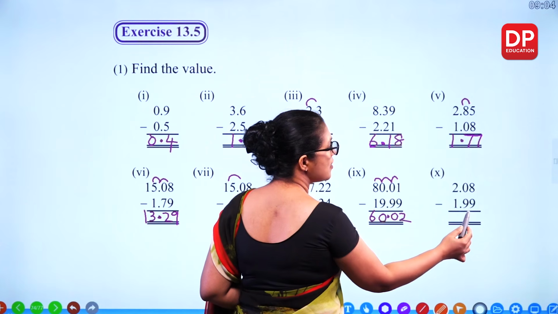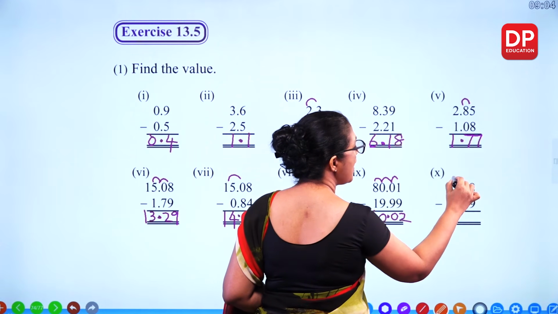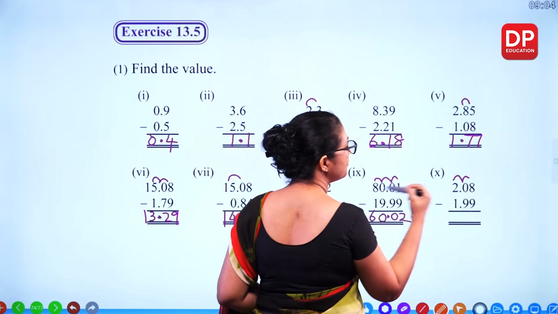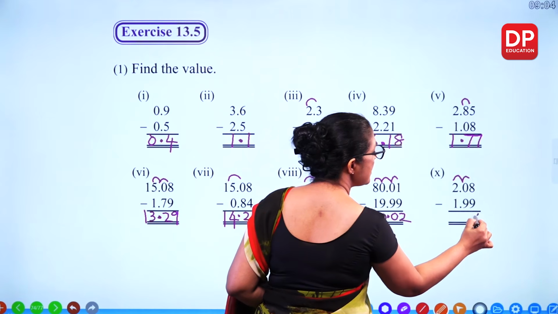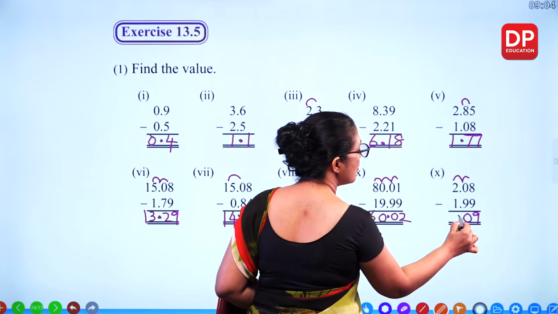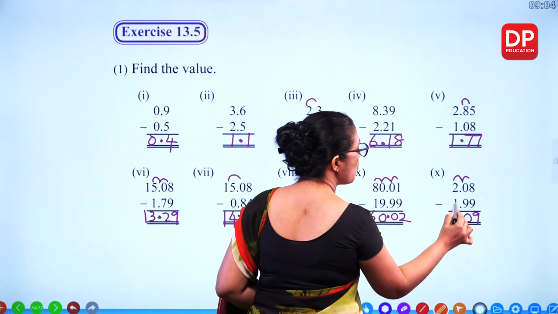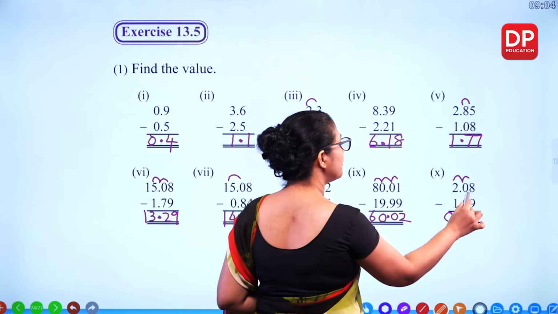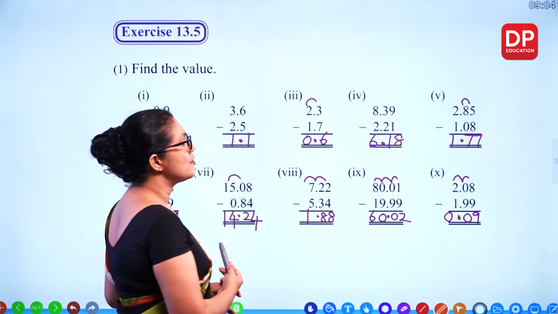Now subtract these two. You can't subtract 9 from 8. Take 1. 18 minus 9 is 9. So this becomes 9. 9 minus 9, 0. And this is 1. 1 minus 1, 0. So 0.09.